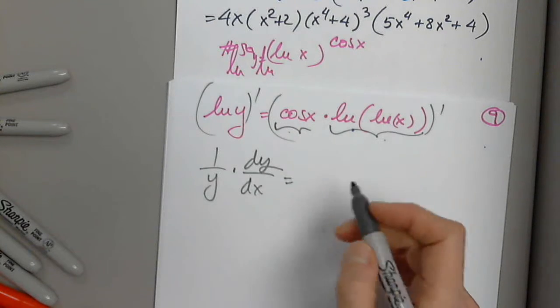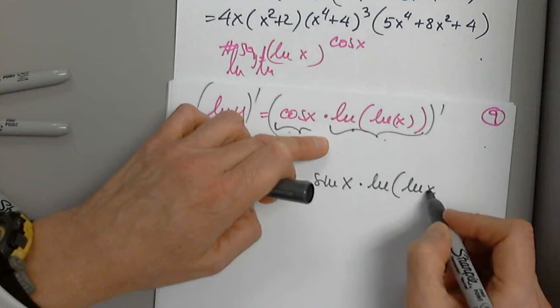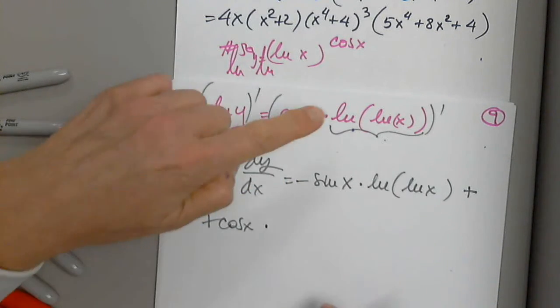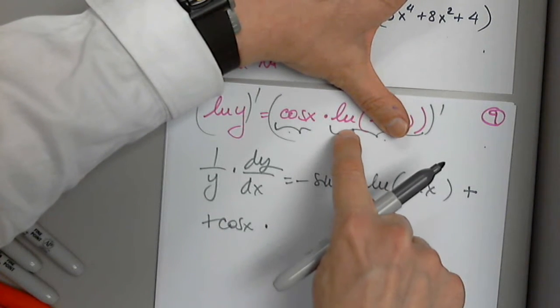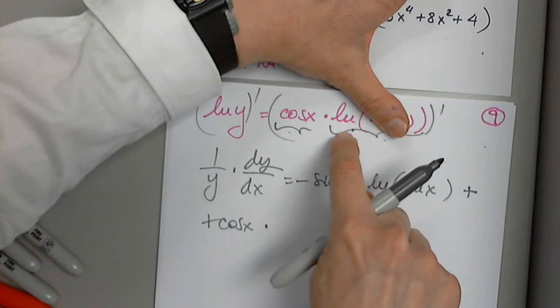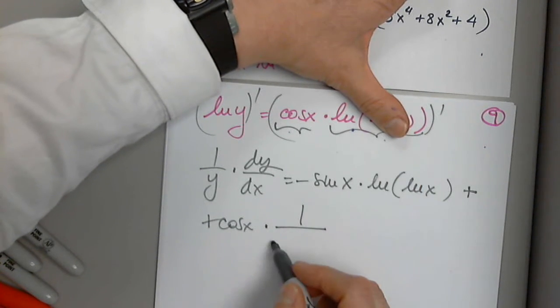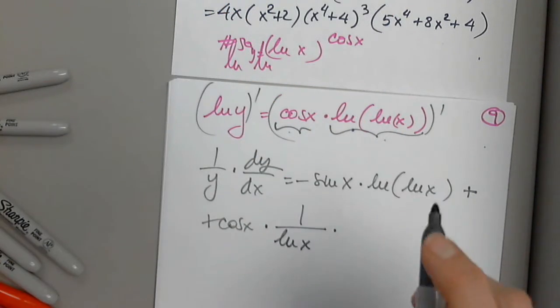Cosine prime. Very good. Copy the second function, plus cosine, and now careful. I have to differentiate natural log. This one. How do I differentiate this? 1 over whatever I covered here, times whatever I covered prime.